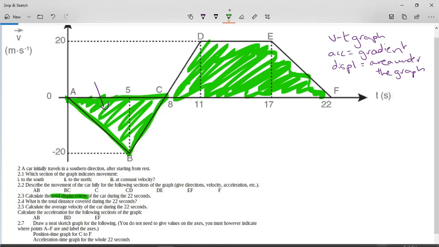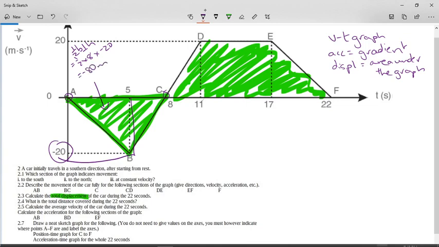So with this triangle, we know the formula for area of a triangle is a half base times perpendicular height. So the base is going to be from 0 to 8, so it's going to be a half of 8, and the perpendicular height over here is negative 20, so this is going to be negative 80 meters.